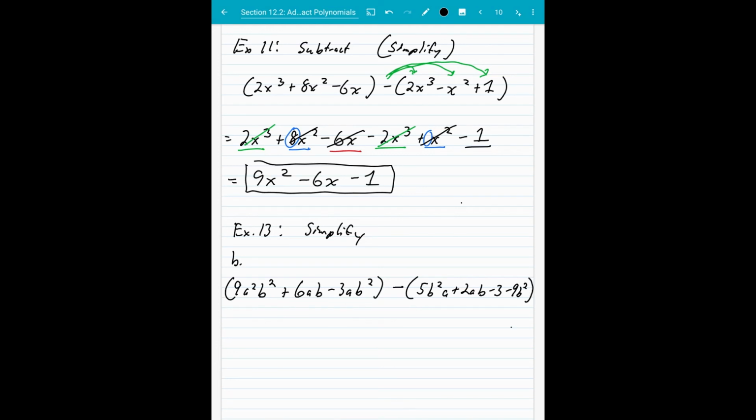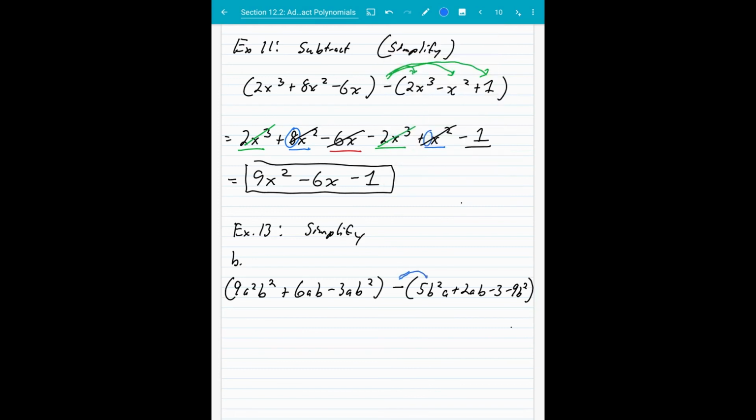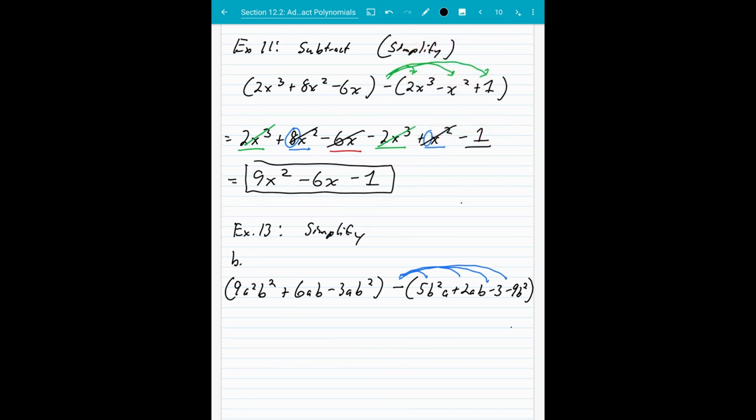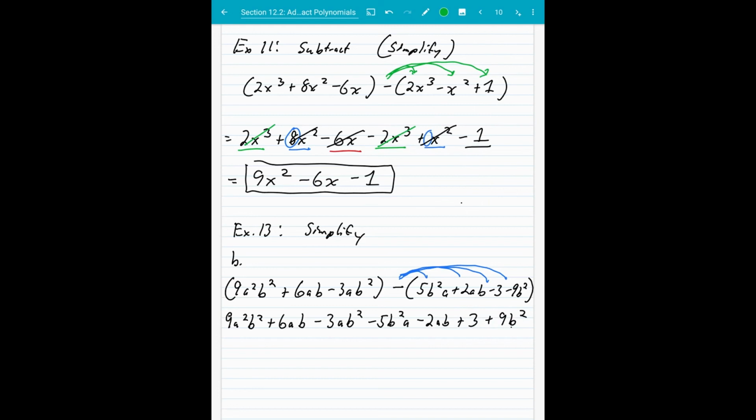All right, so let's get the minus sign again. Remember, we want to distribute that negative to everything on the right side. So take this negative, you've got to distribute here, here, here, and here. There's 4 things we have to distribute it to. Left side is going to stay the same: 9a squared b squared plus 6ab minus 3ab squared minus 5b squared a minus 2ab plus 3 plus 9b squared. A lot of stuff going on, but now we get to finally simplify, narrow it all down.